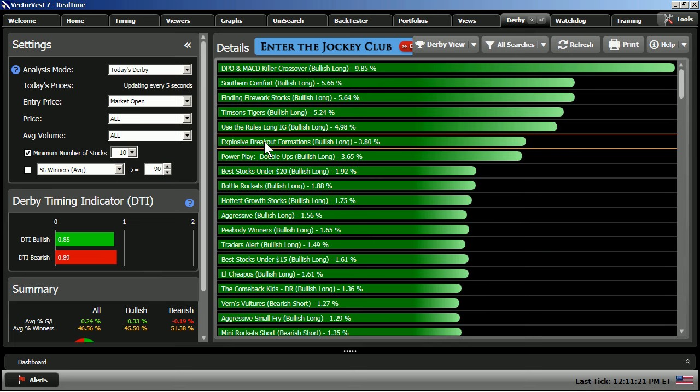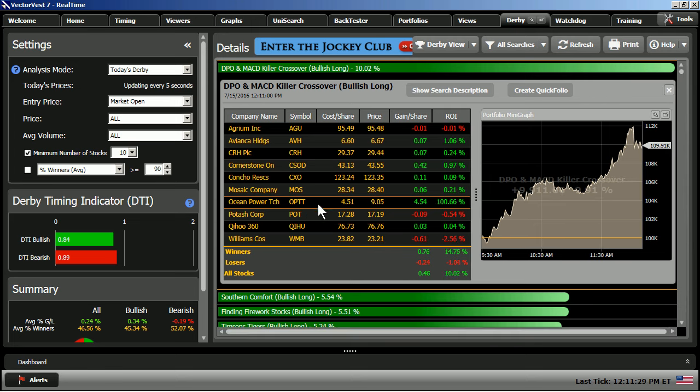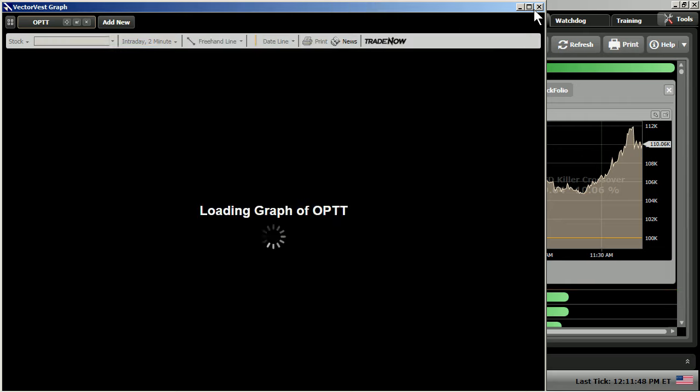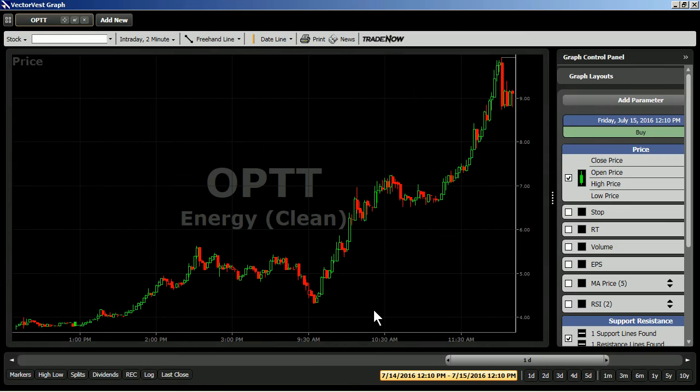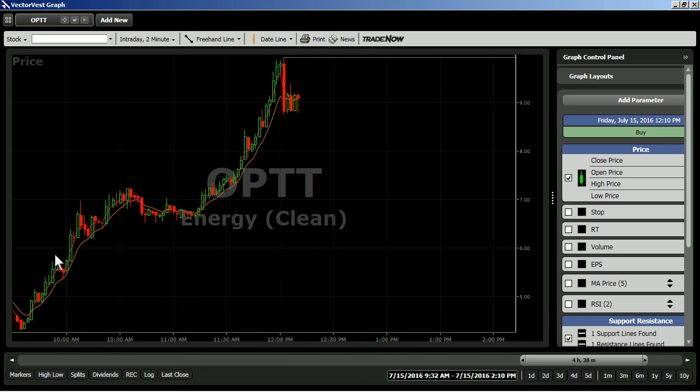And by the way, before I even continue, this top search here today, folks, DPO and MACD killer crossover, there's one stock in here, OPTT, up 100% from today's open. And I know earlier this morning there were a few Jockey Club members that made a killing on this stock. This stock has been at the top of the Derby all day today. And if I just click on it and right click and view the stock graph, take a look at this stock today. I'm just going to zoom in here. And this stock was on our radar right away, first thing this morning, and it's been skyrocketing ever since.